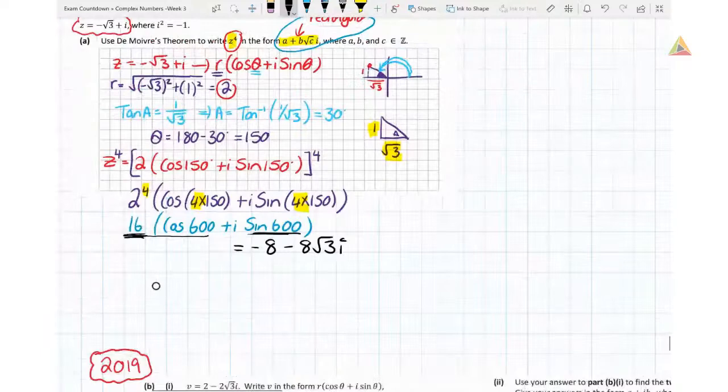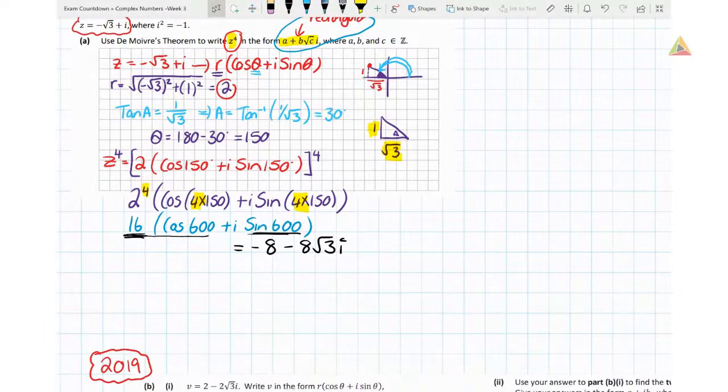So in short, just to recap, we've first of all written our complex number in polar form right here, and here we've applied De Moivre's theorem. We've checked our answer, and our answer should be in rectangular form, so that's exactly what we've done there. Okay, and that's an example of applying De Moivre's theorem when your power is a whole number.